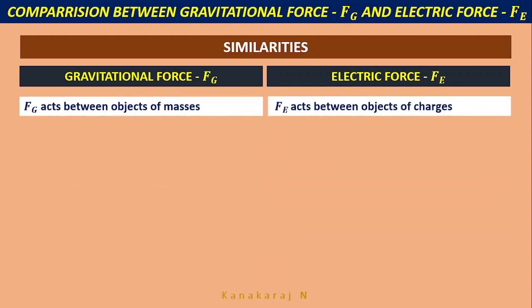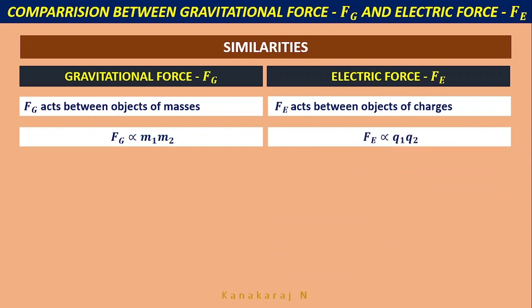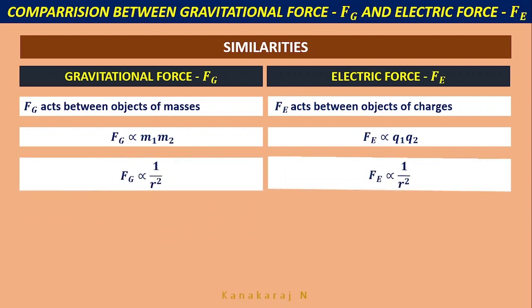The two forces, gravitational force and electric force, act between objects. The first one acts between the masses of the objects, the second one between the charges in the objects. The gravitational force is directly proportional to the product of their masses, Fg proportional to m1 m2, whereas the electrical force is directly proportional to the product of their charges, Fe proportional to Q1 Q2. Both the forces, gravitational force and electrical force, are inversely proportional to the square of the distance between them.